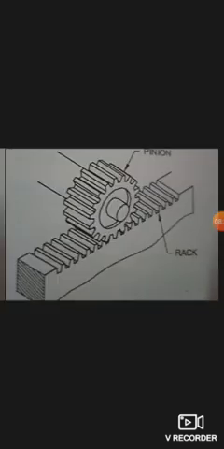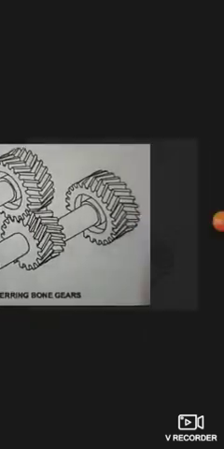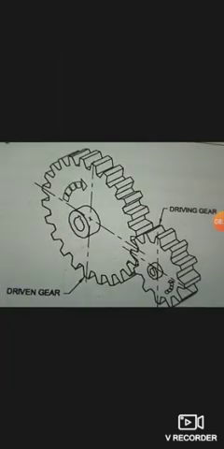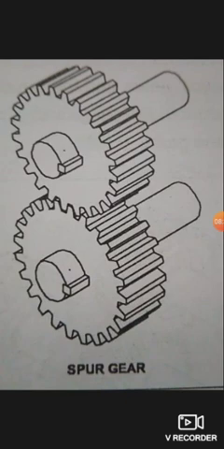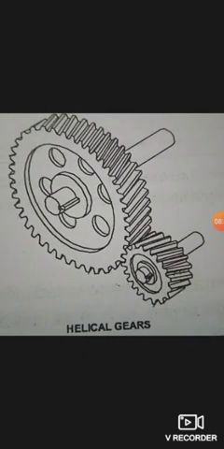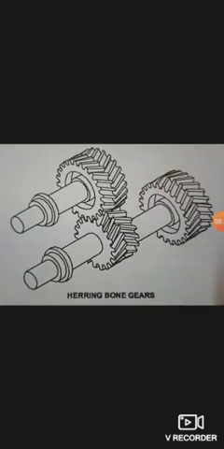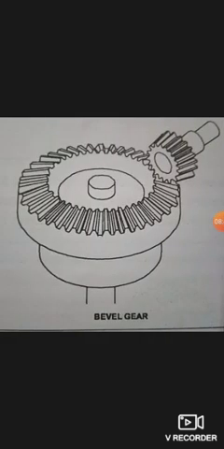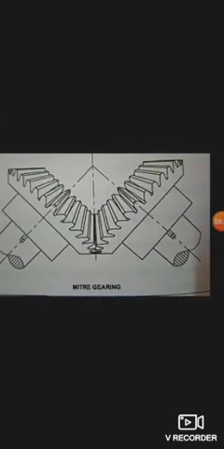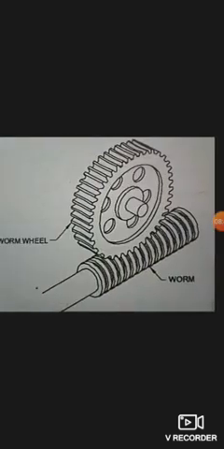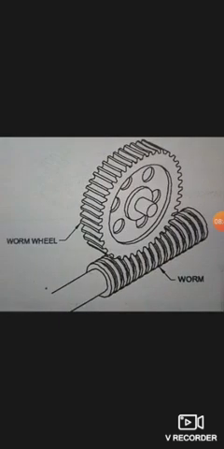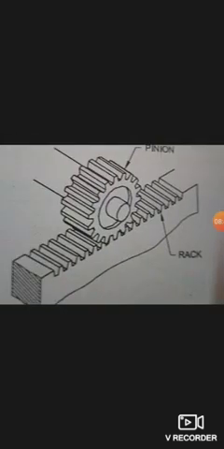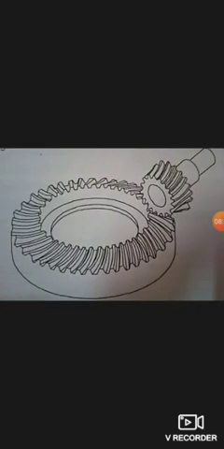See once again all the figures. This one is the spur gear, this one is the spur gear drive, this one is the helical gear, this one is the herringbone gear, this one is the bevel gear, this one is the mitre gear, this one is the worm and worm wheel, this one is the rack and pinion, and this one is the hypoid gear.